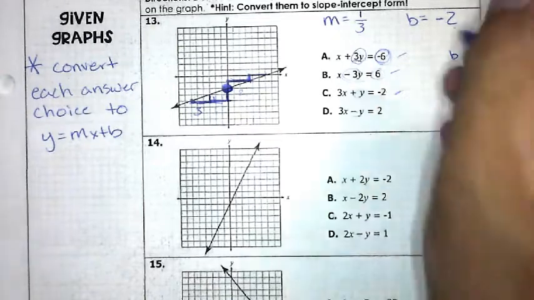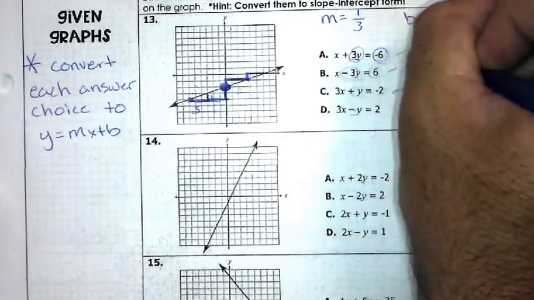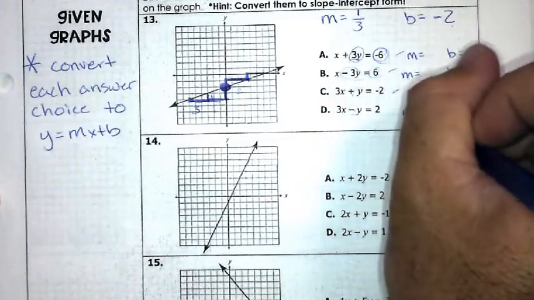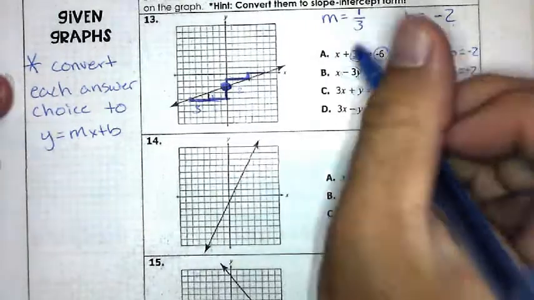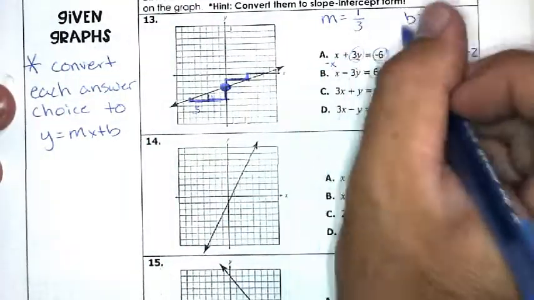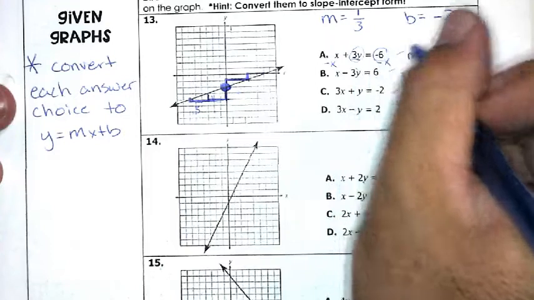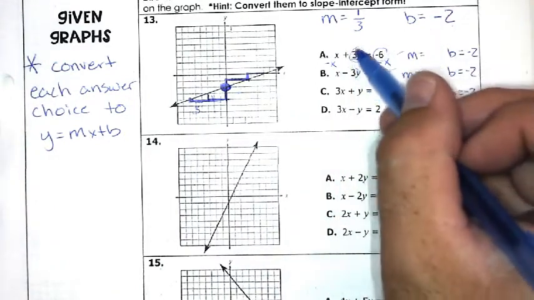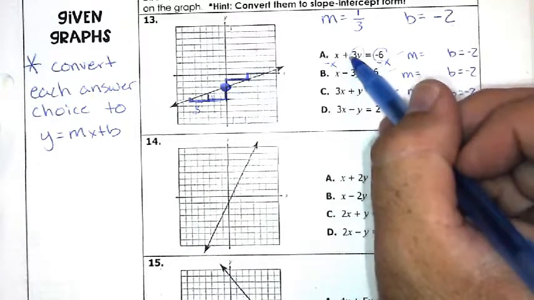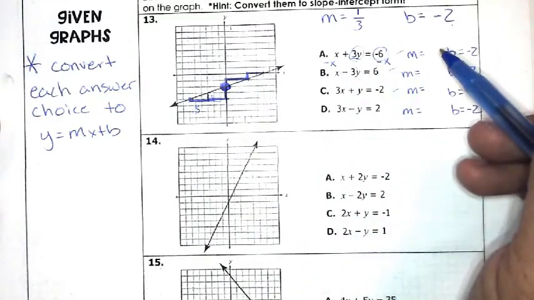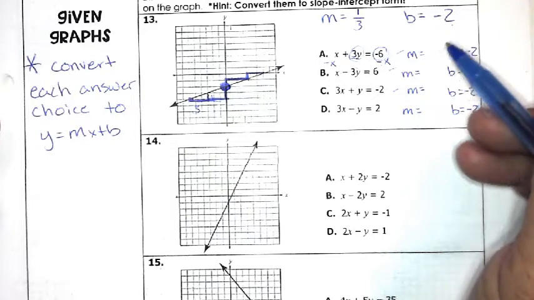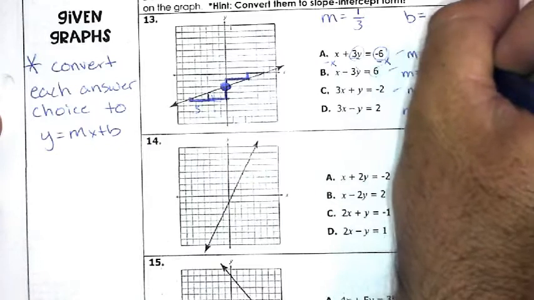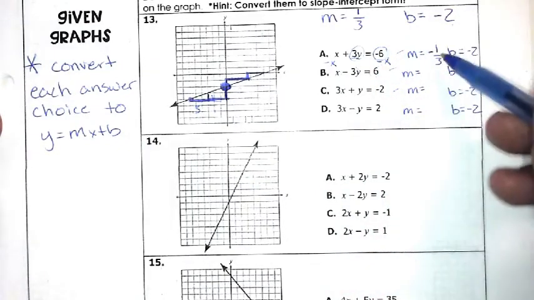To get the slopes, I need to subtract my x from both sides. So now I have negative 1x divided by 3. What's negative 1 divided by a positive 3? Negative divided by positive is a negative. So I have negative 1 over 3. Is my slope supposed to be negative? No. So A is finally eliminated.